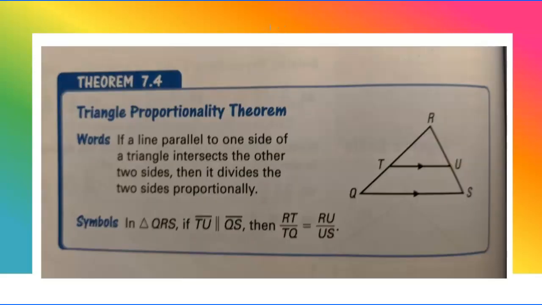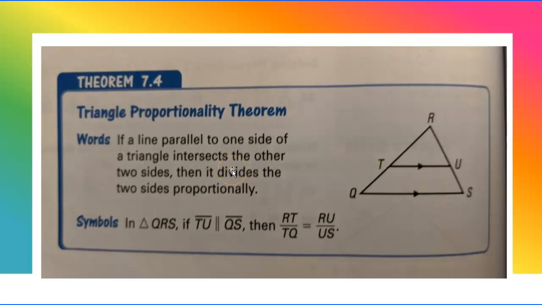All right, so let's take a look at theorem 7.4. And I have just photographed these right out of your book. And I would suggest for your flashcards, you could take a picture of them, put them on a flashcard, or write it out. So we want to look at the wording for this. If a line parallel to one side of the triangle intersects the other two sides, then it divides the two sides proportionally. So here is one side, QS. So if a line is parallel to one side, so QS is that one side, TU, and it is a symbol here that they are parallel.